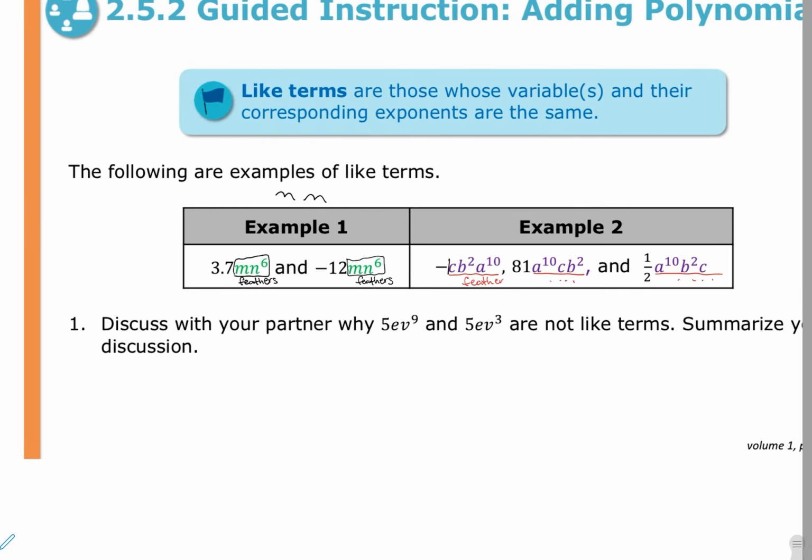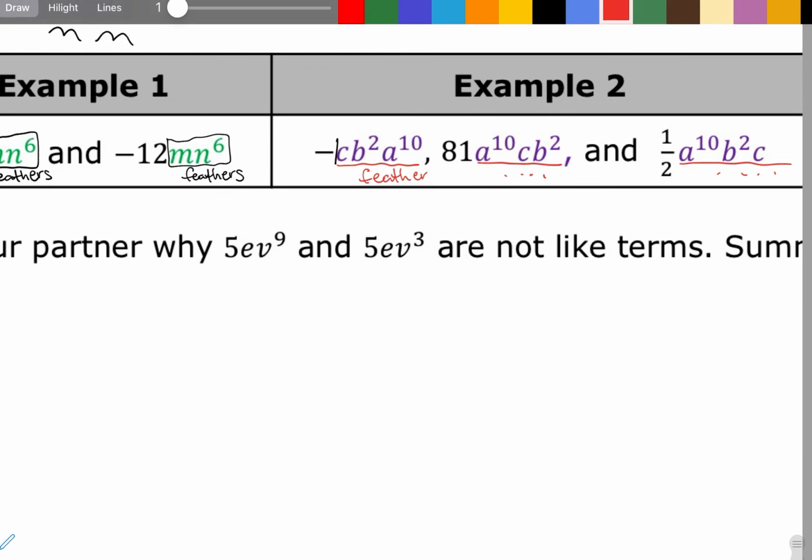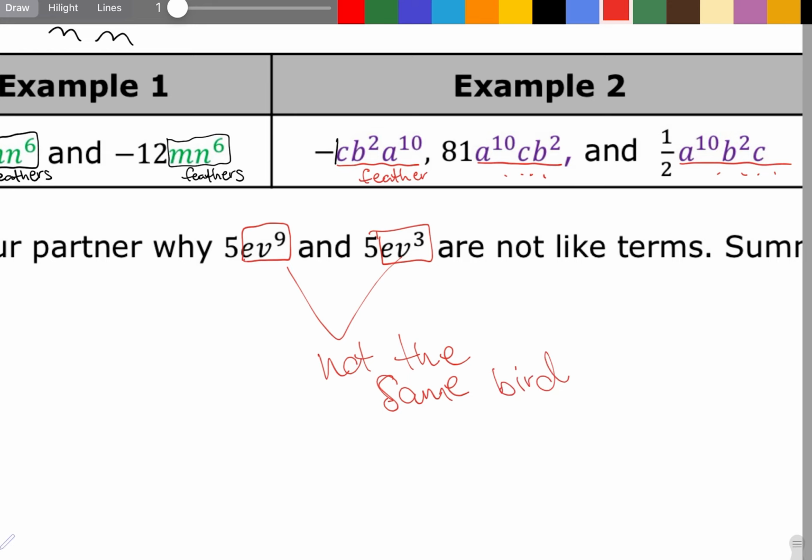Now I get to this piece right here, and I'm examining these feathers, okay? EV to the 9th and EV to the 3rd, not the same. And I'm going to go ahead and say they're not the same bird, okay? Not the same bird because they have different feathers, okay? EV to the 9th is not the same as EV to the 3rd, okay? It's not the same.